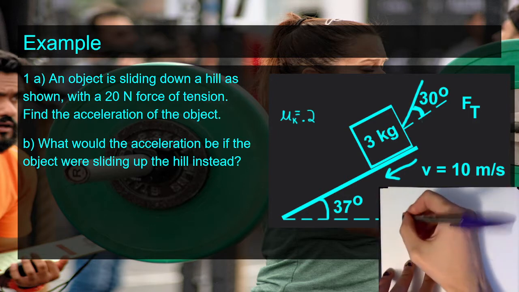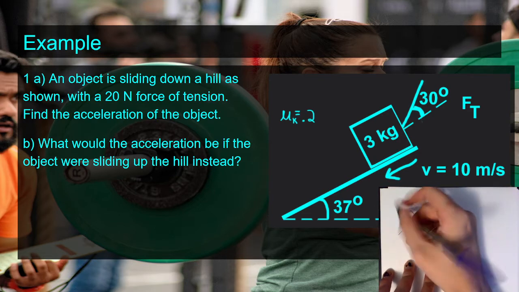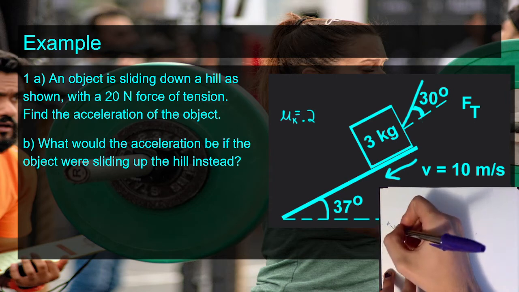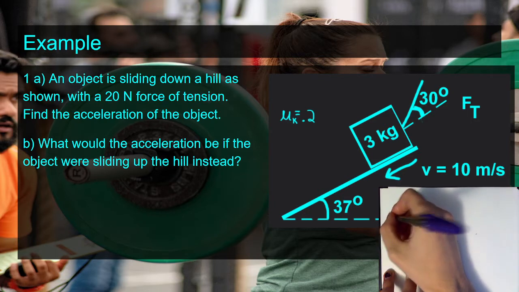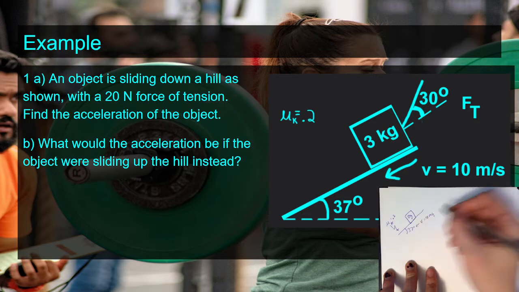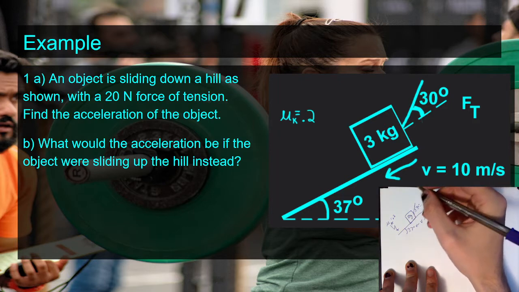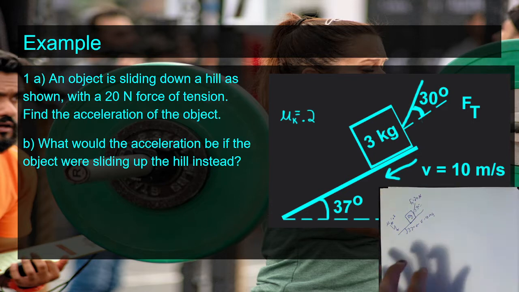is that we've got a box on a hill. We know that that hill is at a 37-degree angle. It's a 3 kilogram box. We know that the kinetic coefficient of friction is 0.2. We know that it's moving at a velocity of 10 meters per second down the hill, and we know that we're pulling it at a 30-degree angle with a force of tension, which is 20 newtons.